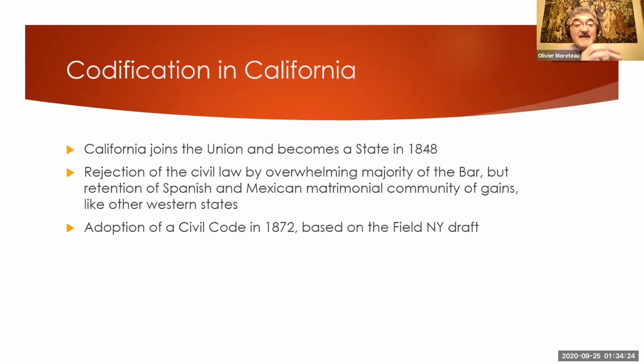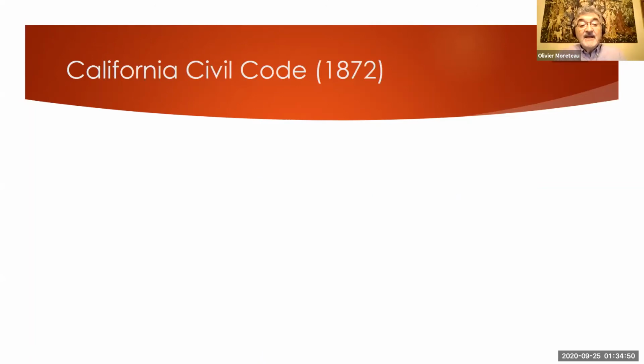California went a step further. They decided to codify their law. They wanted something symbolic, something that had not been done in the other states. And there was a lot of work about the adoption of the Civil Code in 1872. This code was largely based on the New York draft made by David Dudley Field.